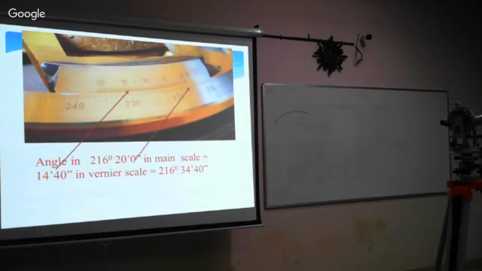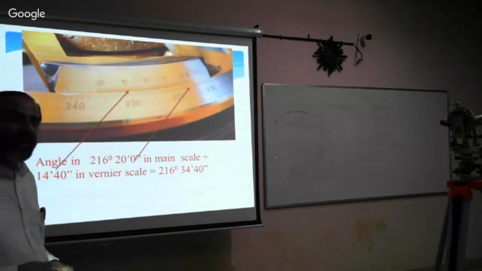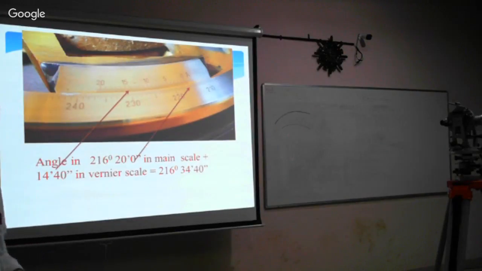Now add this to this. The value of the vernier should be added to the main scale. Now the reading of this theodolite is how much? The reading of the theodolite is now 216 degrees, 34 minutes, 40 seconds.